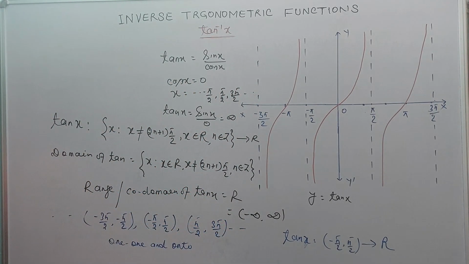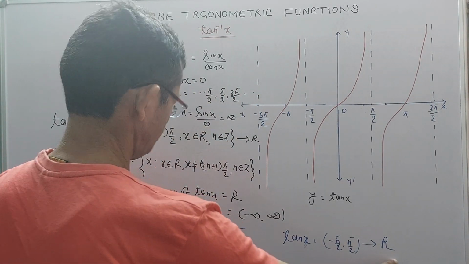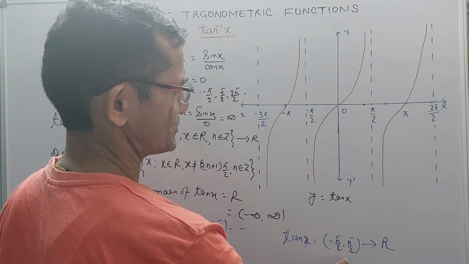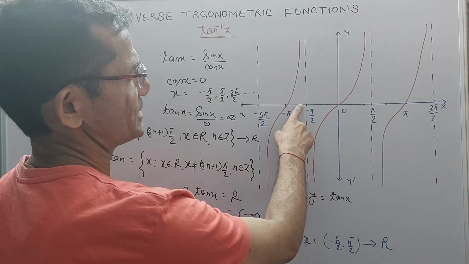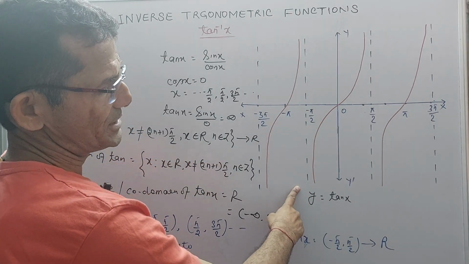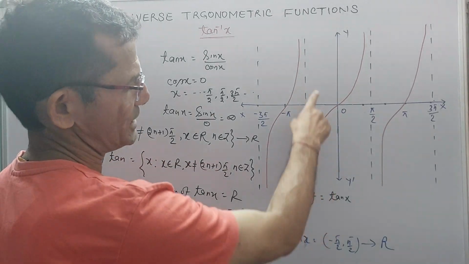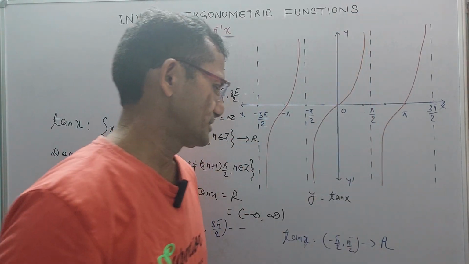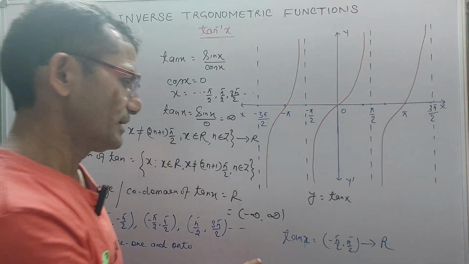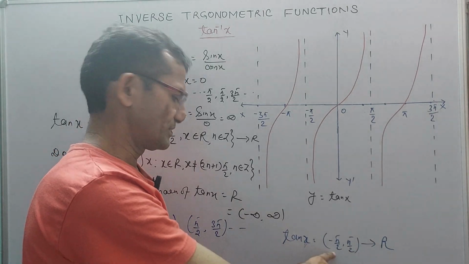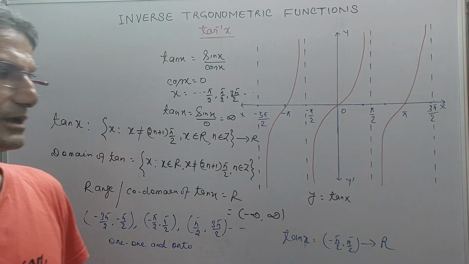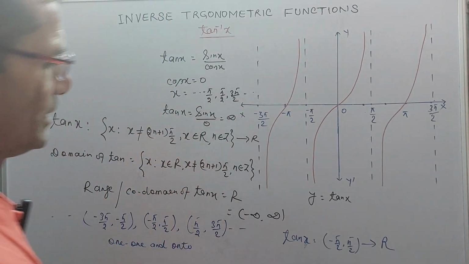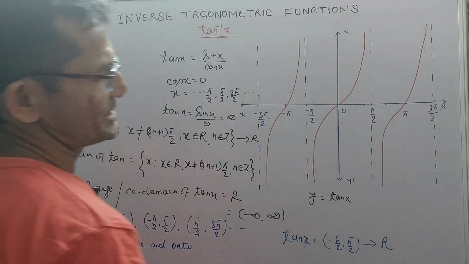So this function will be 1-1 and onto, because we are deleting minus pi by 2 and pi by 2. Tangent of minus pi by 2, its value becomes minus infinite, and tangent of pi by 2 becomes plus infinite. So if I restrict the domain of the tangent function to this interval, then it becomes 1-1 and onto. Now our main purpose is to find the inverse of the tangent function.